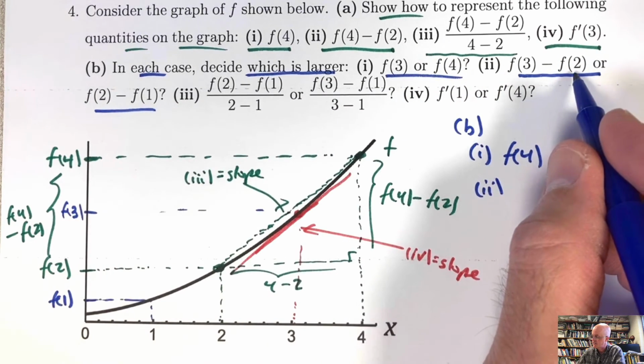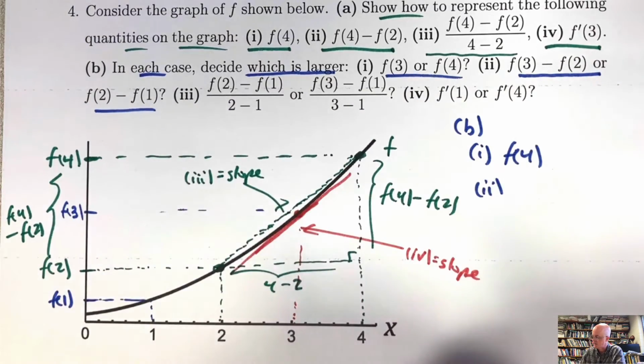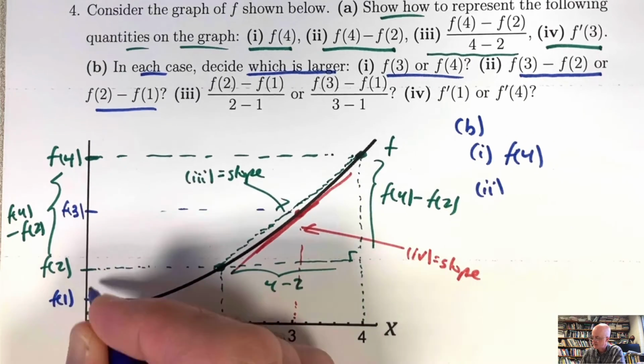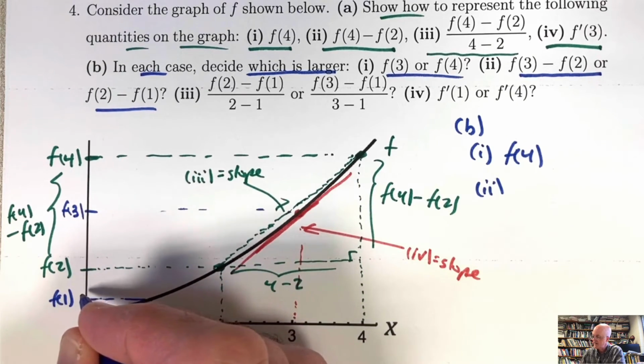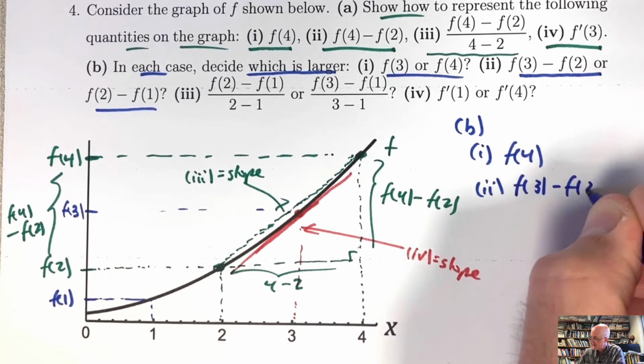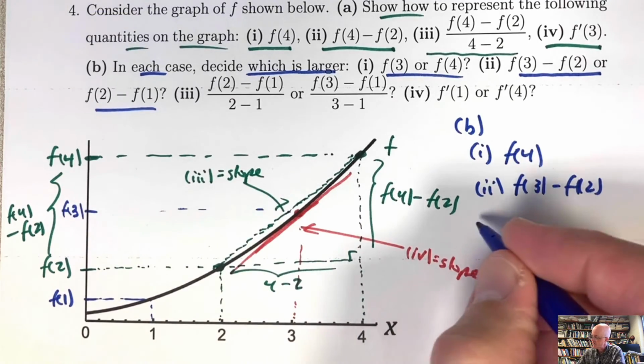Here x is increasing from 2 to 3. What's the change in the function value? Here x is increasing from 1 to 2, and this difference represents the change in the function value, which again, this distance is f of 3 minus f of 2. This one is f of 2 minus f of 1. F of 3 minus f of 2 is bigger. Again, the key reason is because the graph is concave up, the slope is increasing.